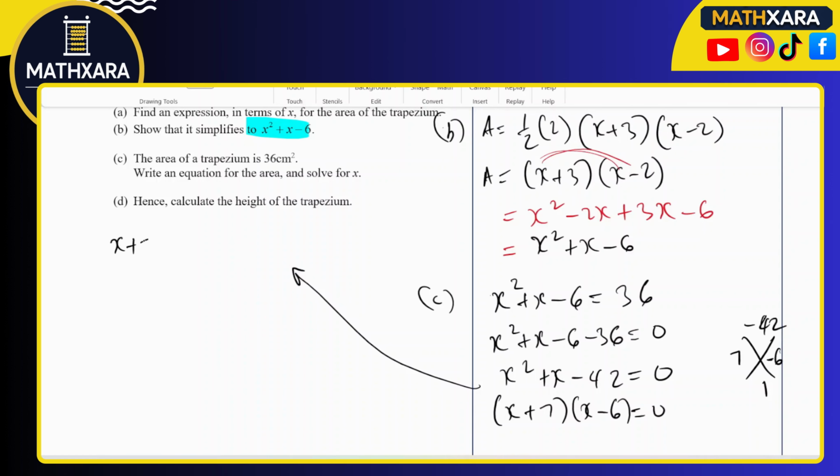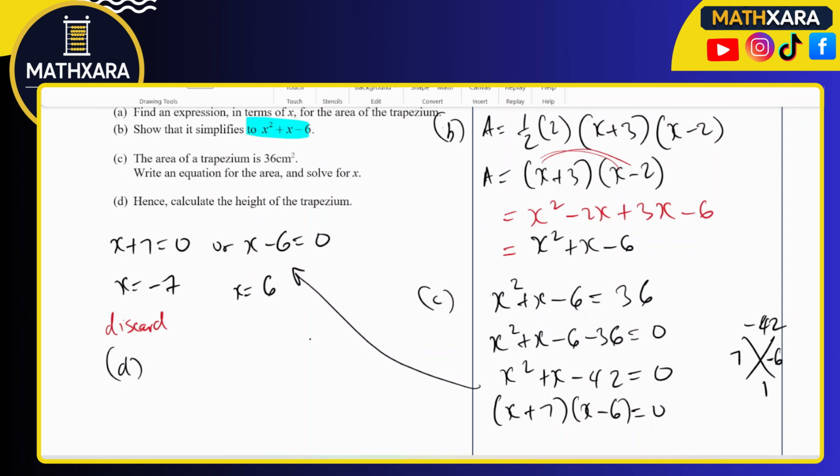Using the zero property, x plus 7 equals 0 and x minus 6 equals 0. x would be negative 7, and of course, x would be positive 6. That's the end of part C. However, we need to discard our negative value. Always write discard since it's a negative value and we're concentrating on measurements here. Now for part D.